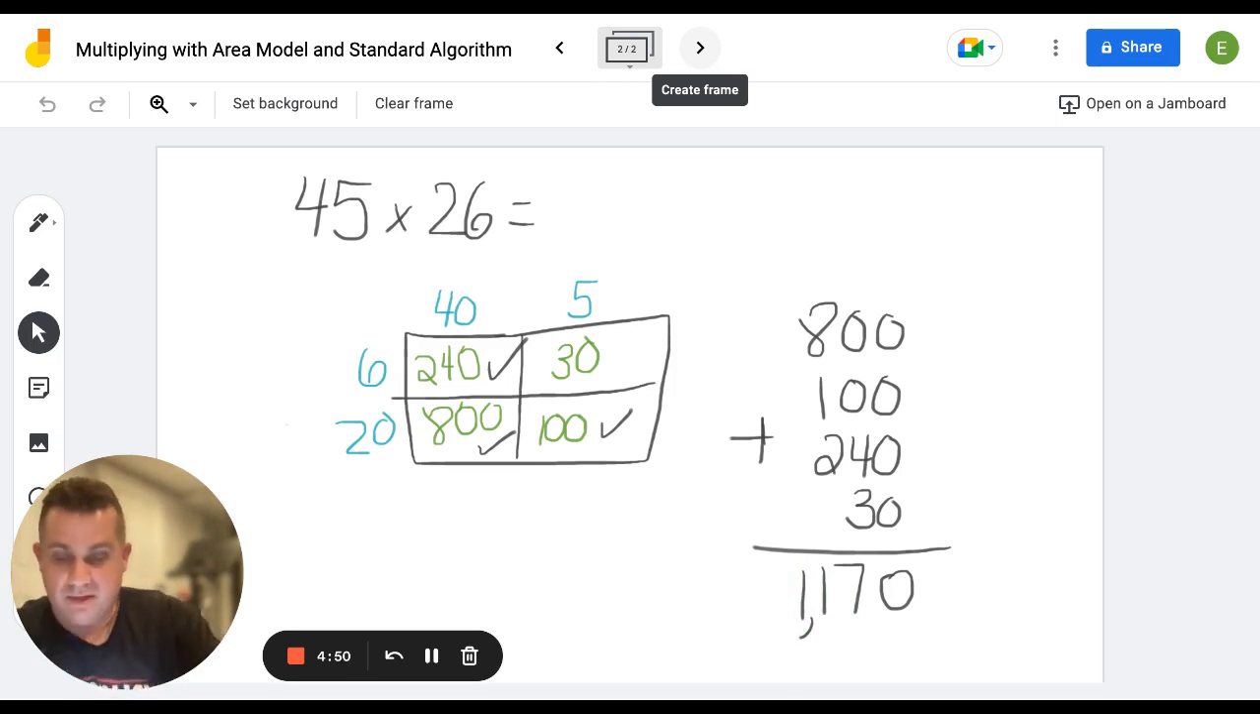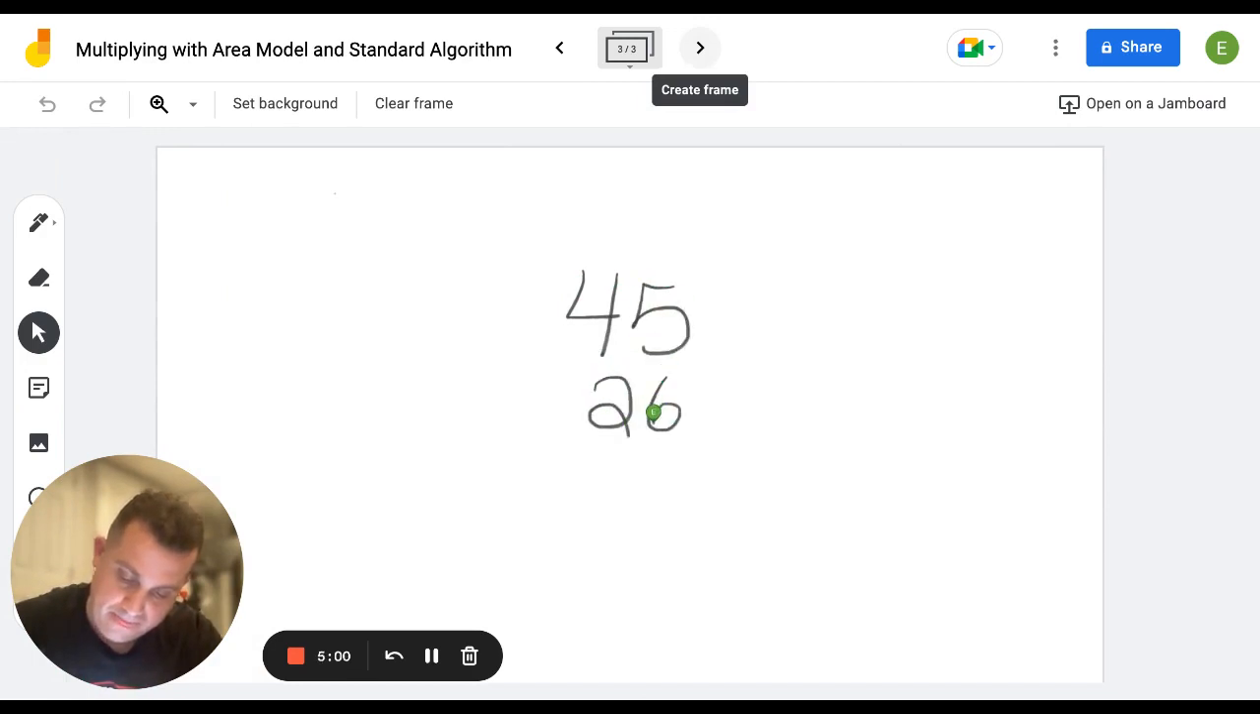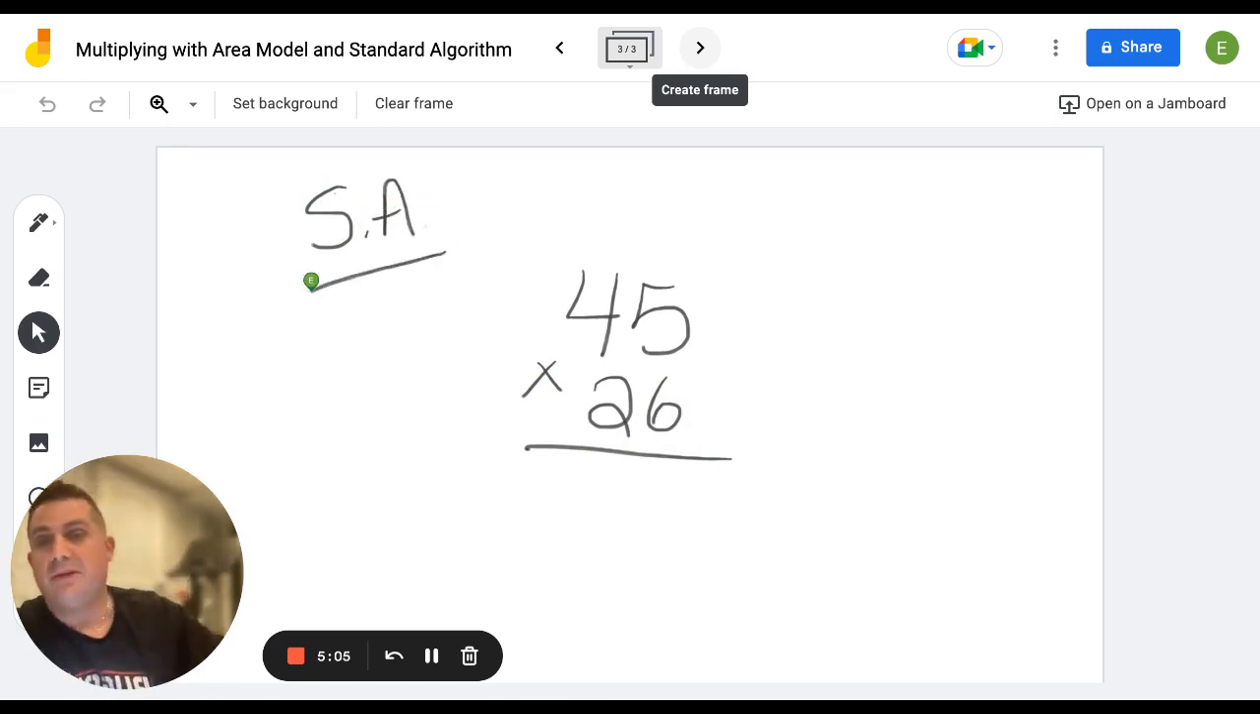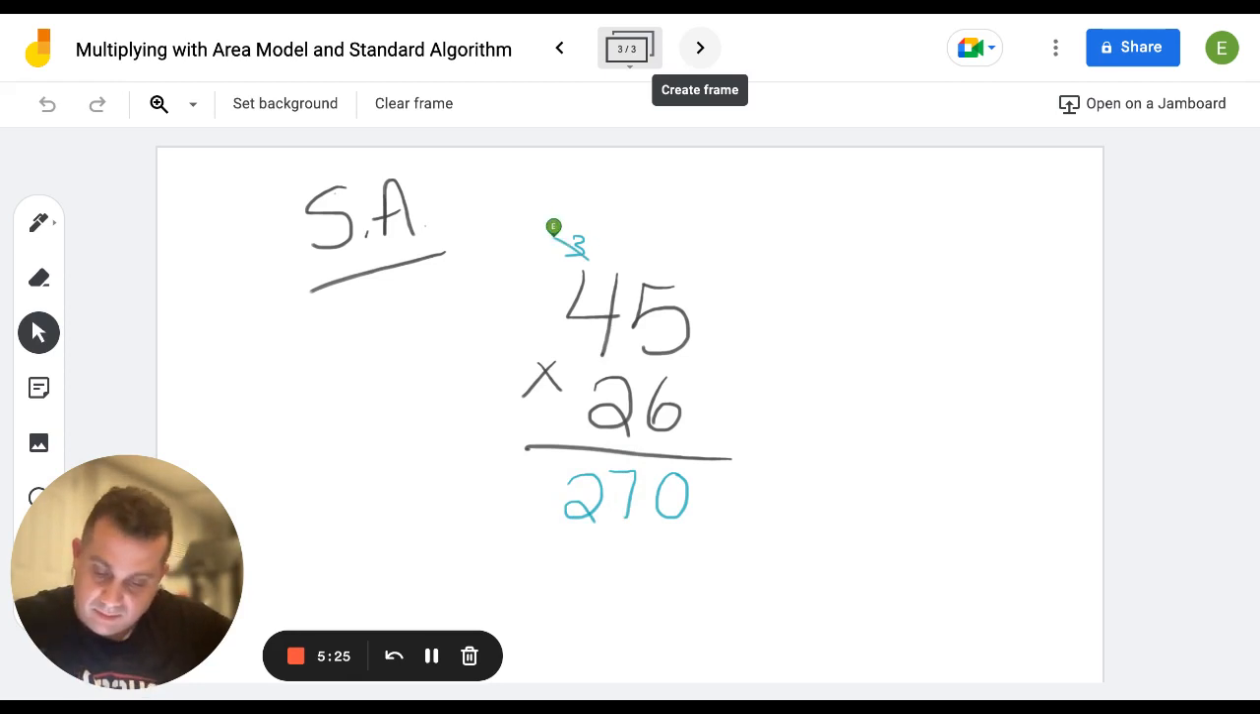Now, if I went and did 45 times 26 doing the standard algorithm, this is here. So SA will stand for standard algorithm. Here we go. I'm going to do 6 times 5 is 30. 6 times 4 is 24, plus that 3 is 27. I'm done with that.